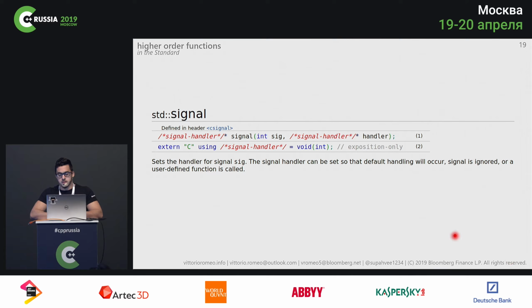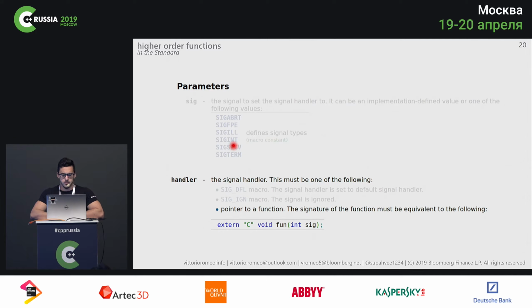And what it does is basically a function that takes an int signal and then some handler, which doesn't have a real concrete type. And it says that when the signal is raised, it will invoke the handler for you. So the handler, if you see the documentation on cppreference, says that it must be one of the following things, some weird C macros, or a pointer to a function where the signature must be equivalent to the following, so something that takes an int and returns void.